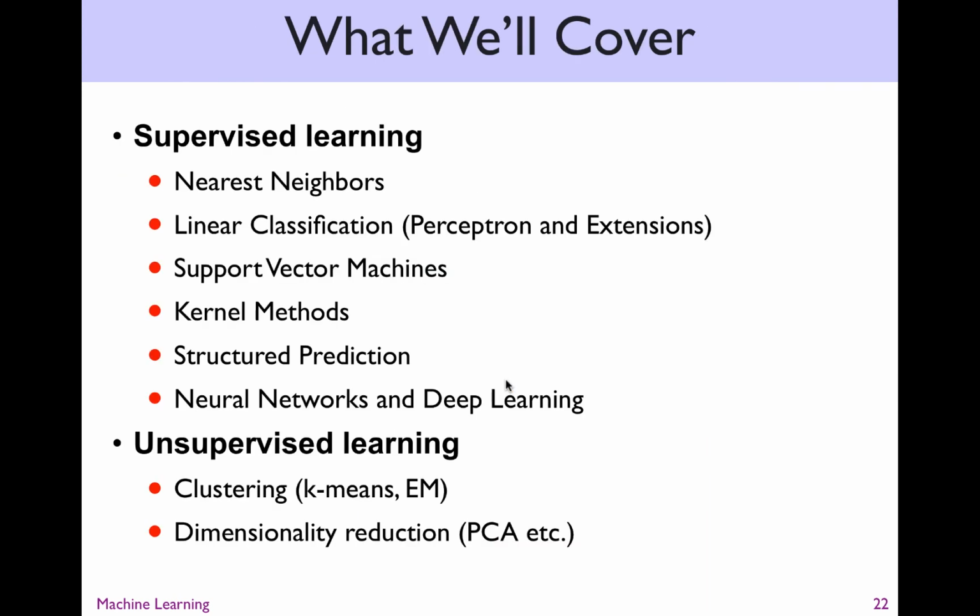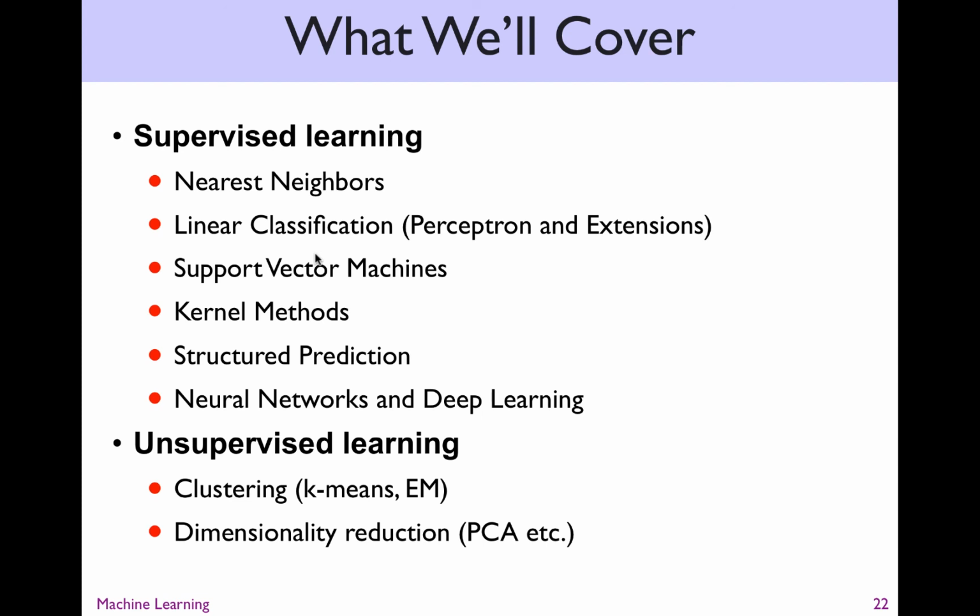So here's what we'll cover. This week we'll cover the simplest machine learning algorithm, that is nearest neighbors, or k-nearest neighbors. And next week and the week after, that is week 2 and 3, will be devoted to linear classification, perceptron and extensions. And then we'll talk about support vector machines, which is kind of the most powerful machine learning algorithm before deep learning. And then kernel methods to do nonlinear classification, and then structured classification.